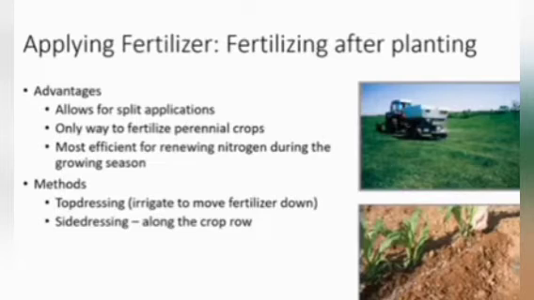Side dressing is a way of making post-plant applications to row crops. Side dressing is done by fertilizing along the crop row. Commonly, this is done by knifing ammonia into the soil, dribbling fluids, or dropping solids.